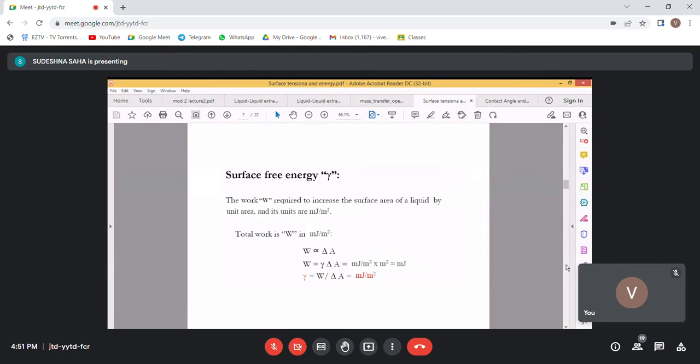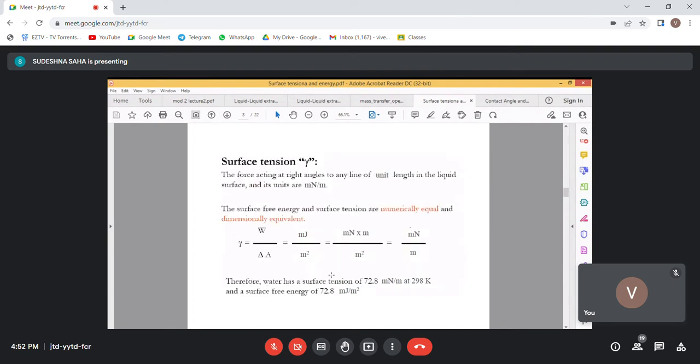The surface free energy is nothing but the work W required to increase the surface area of a liquid or solid by unit area, and its units are millijoule per meter square. So W, the work required to increase the surface area, is proportional to the area, delta A. The proportional constant is your surface free energy, gamma, so we can write gamma equals W by delta A, in millijoule per meter square.